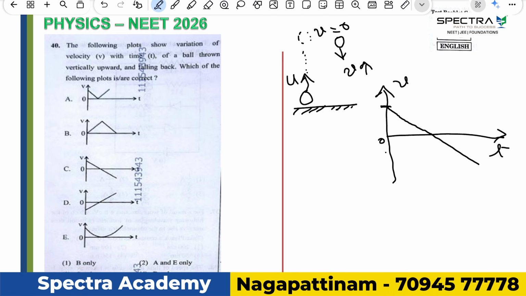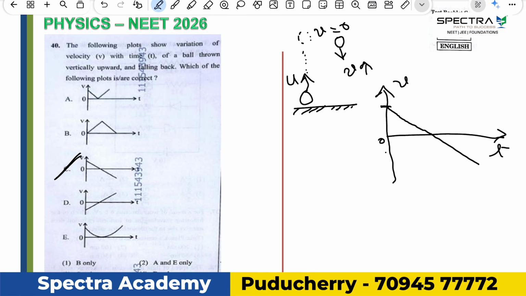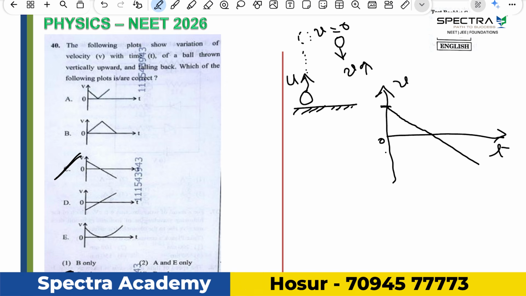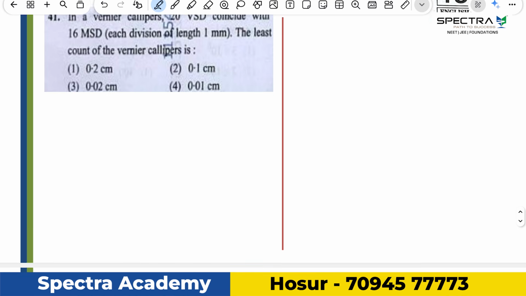Hence, we can observe the options. We will get option C as the right answer. That is option 3. Option 3 is the right answer. I hope you're understanding this. So move on to the next question.